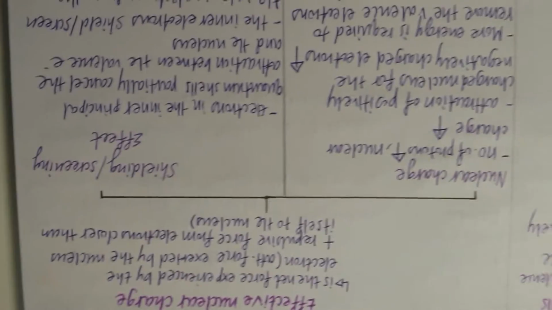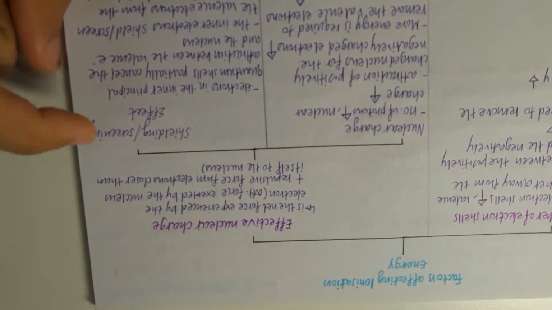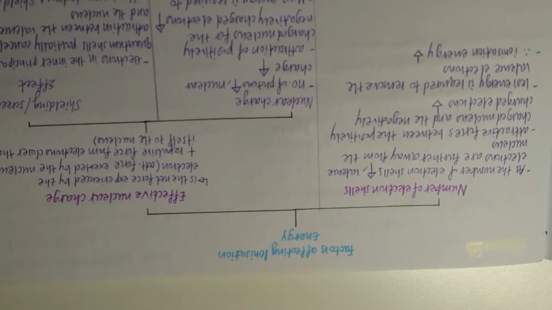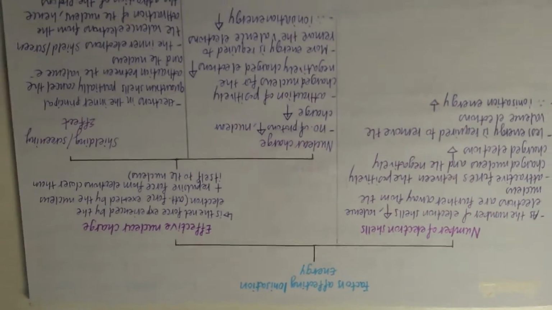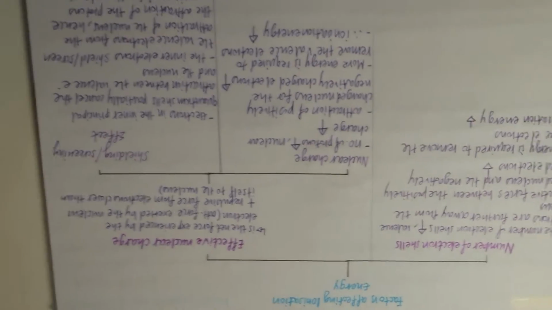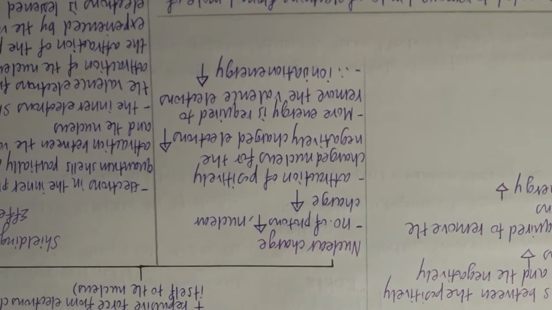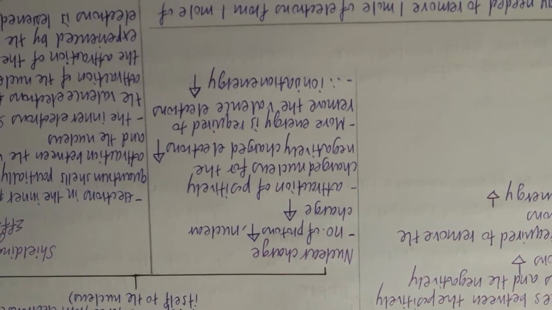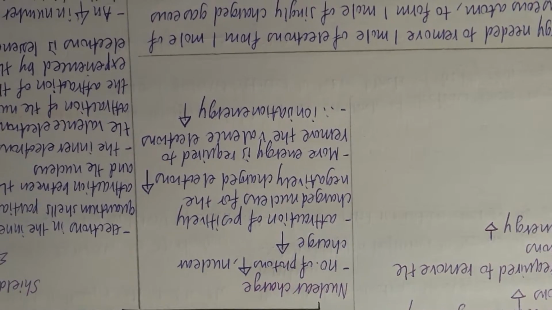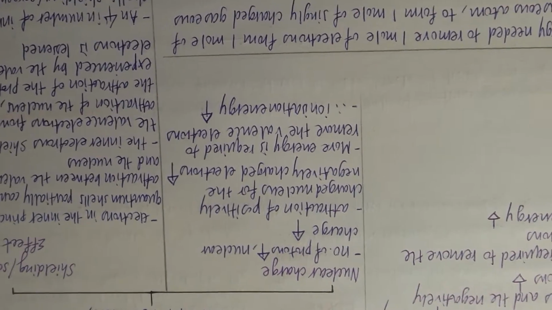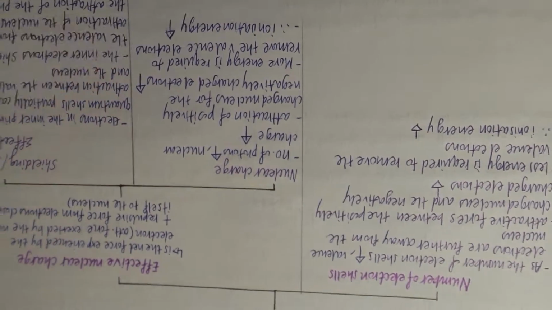The effective nuclear charge is basically affected by the nuclear charge and the shielding screening effect. It's basically calculated from the attractive forces, which is the nuclear charge, and the repulsive force, which is the screening effect between the nucleus and the electrons. The nuclear charge is basically affected by the number of protons in an atom. As the number of protons increases, the nuclear charge increases. So the attraction of the positively charged nucleus for the negatively charged electrons increases. More energy is required to remove the valence electrons, and the ionization energy increases because it's harder to remove the electrons.